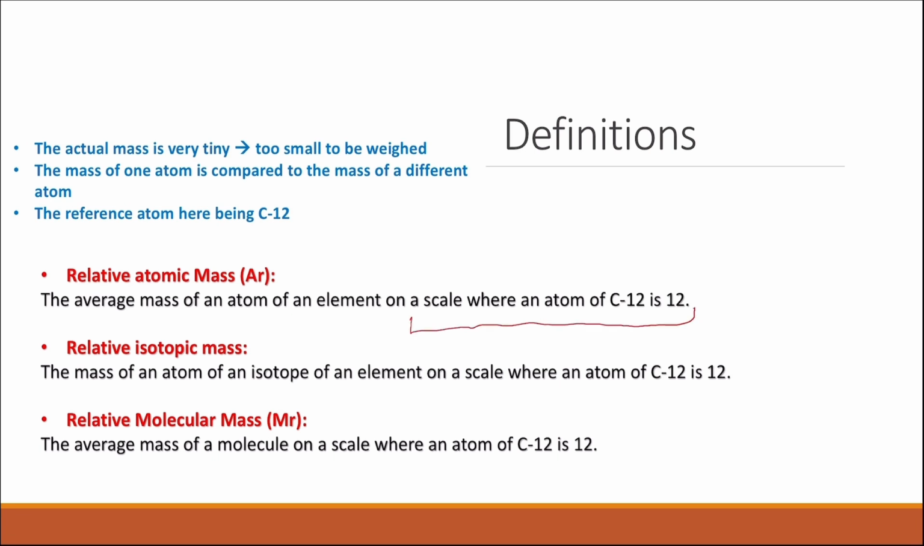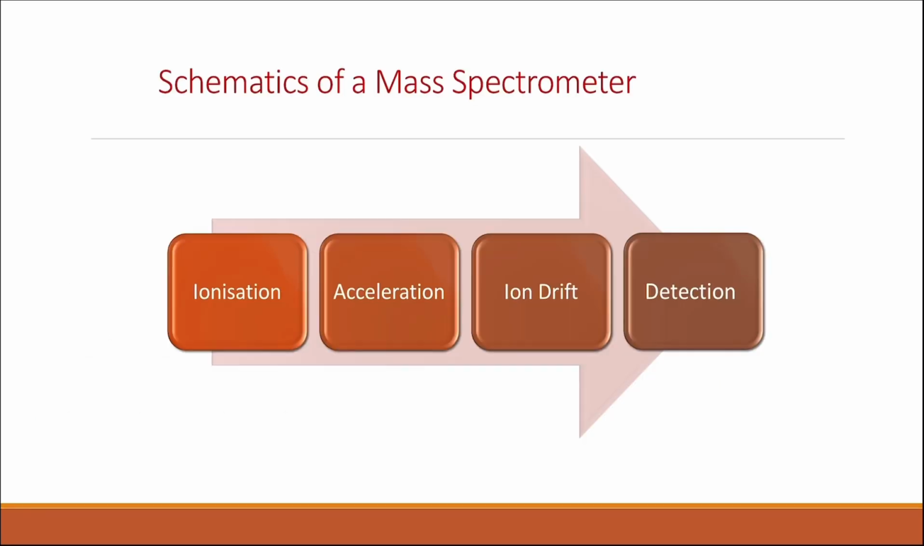So relative atomic mass is the average mass of an atom of an element on a scale where an atom of carbon-12 is 12. And the relative molecular mass or relative formula mass is the average masses of all of the atoms in the formula on a scale where an atom of carbon-12 is 12. So the mass of carbon-12 has a scale of 12.